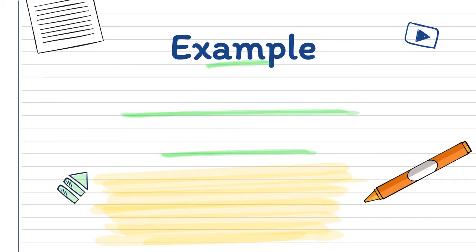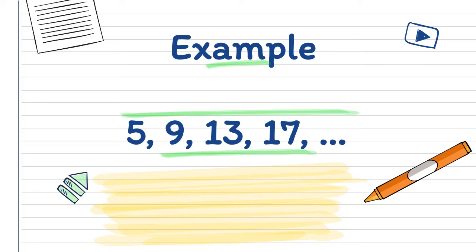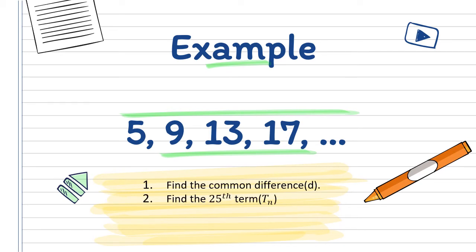For further understanding, let's have an example. We have 5, 9, 13, 17, and the three dots, or the ellipsis, which means the sequence is continuous. First, find the common difference, which is equal to d. Next, find the 25th term, which is equal to tₙ or t₂₅. And third, find the sum of the first 10 terms, or Sₙ or S₁₀.